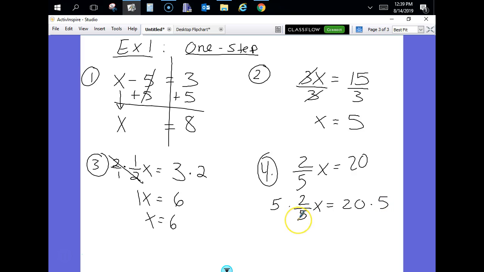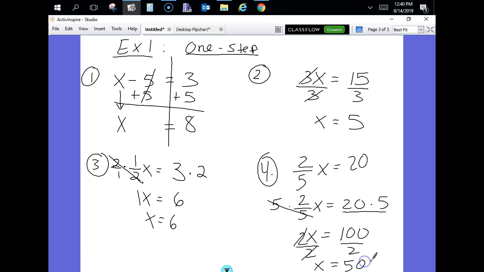So what happens over here? The 5's go away. What am I left with? And how about over here? That's going to be 100. Now what do we do? Divide.